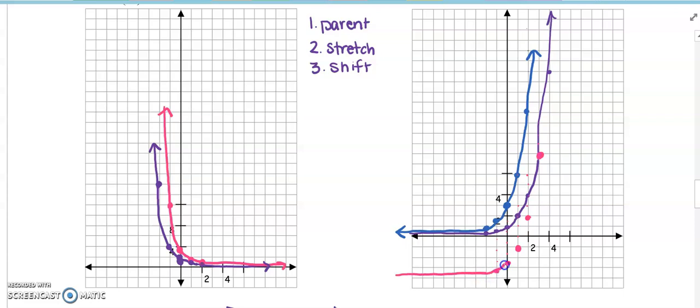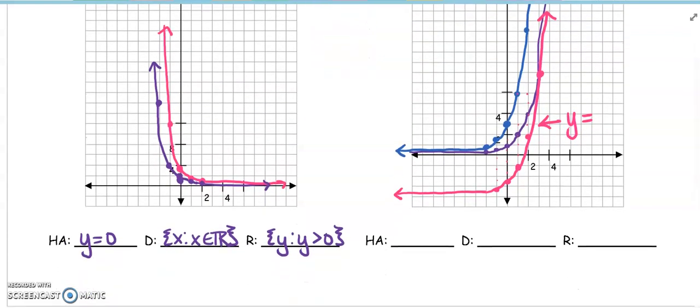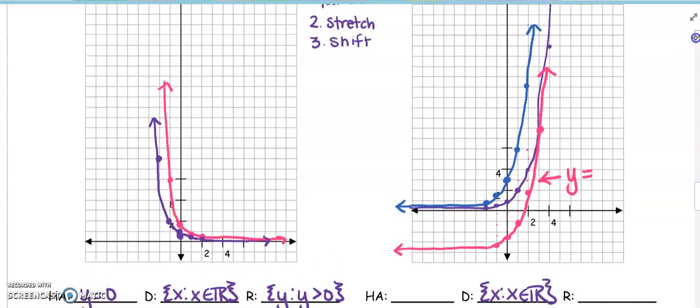this is my y equals function. I've taken care of the stretch, I've taken care of the shift. Here is my y equals function. Now the domain did not change. It was still x such that x is in the set of all real numbers. The range, however, did change. Notice I now do have some y values. It goes all the way down and it approaches -4.